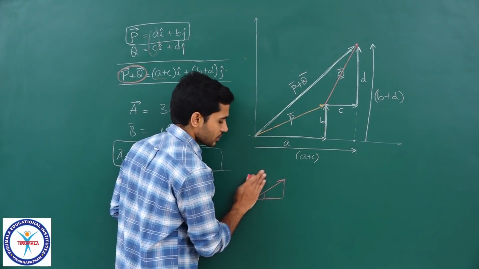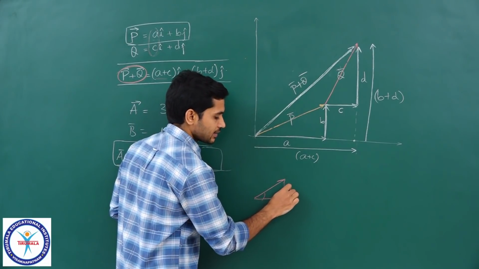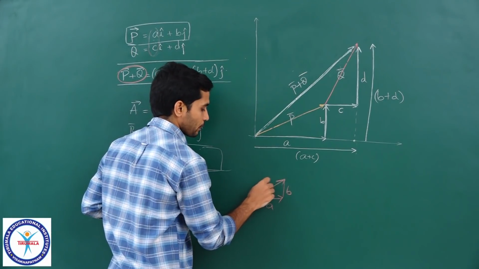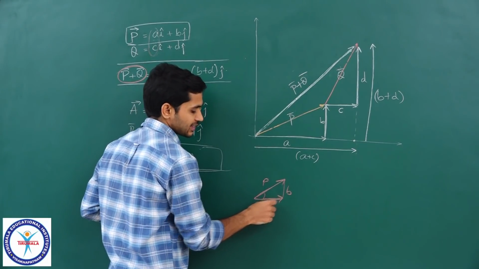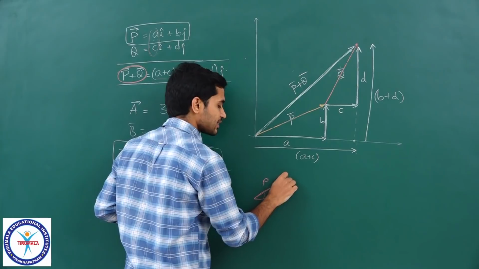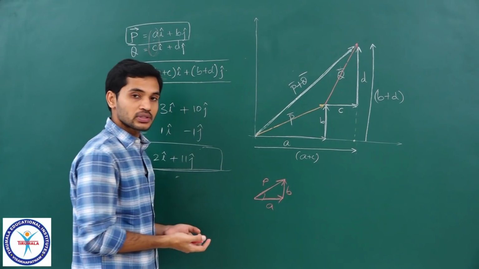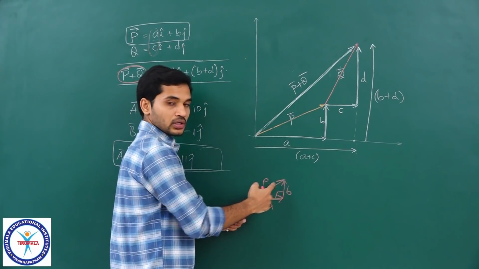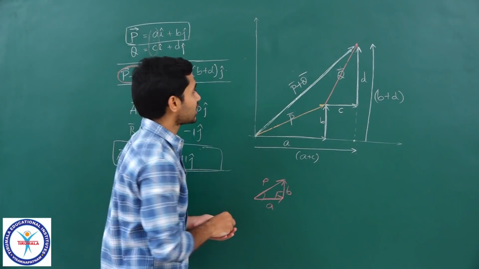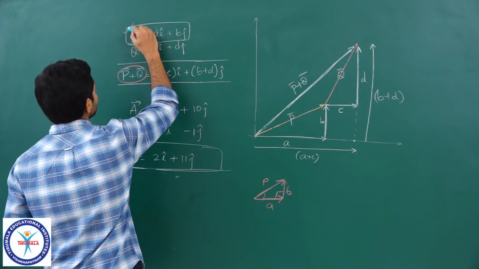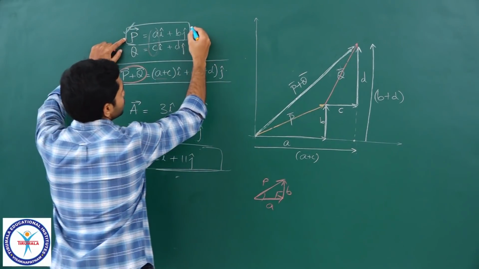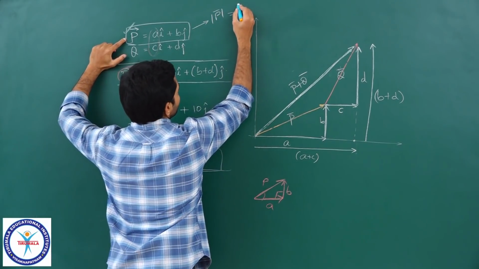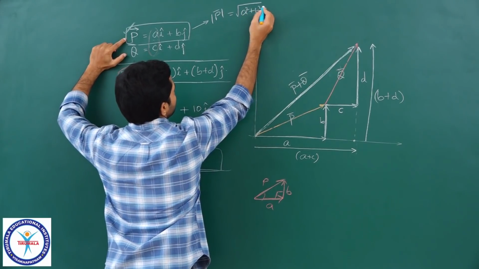See, if this length is a and this length is b, I am representing p bar. So, p bar has a component along x axis which is a and a component along y axis which is b. Now, what is the magnitude of p? You can easily look at the triangle because this is 90 degrees, this is a, this is b, so it will be root over a square plus b square, correct. So, whenever a vector is given to you in this manner, the magnitude of this vector, mod p bar, is nothing but root over a square plus b square.